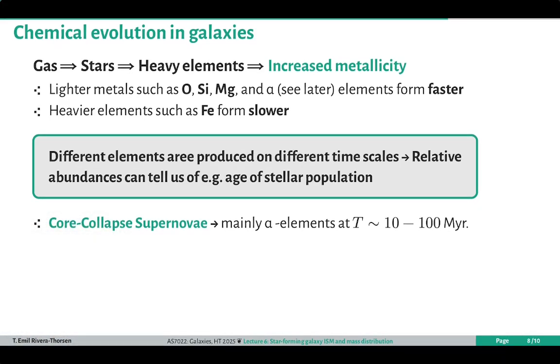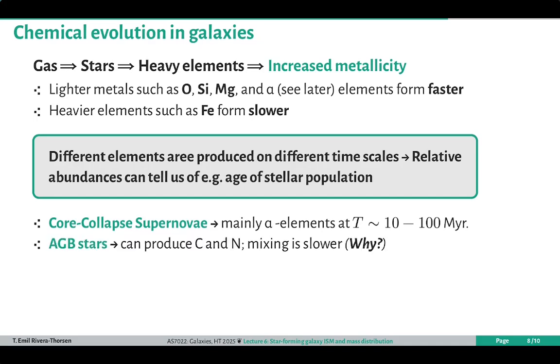Once the first and most massive stars reach the end of their life cycle, we get to a period of a lot of core collapse supernovae. These supernovae release a large amount of mainly alpha elements into the ISM, at timescales from about 10 to about 100 million years, or megayears, after the formation of the stellar population.